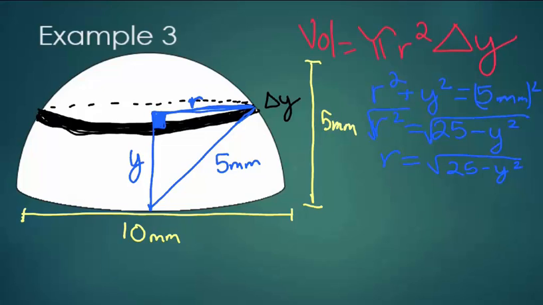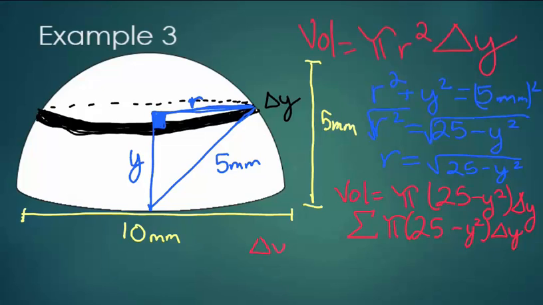And now we substitute this expression for r back into the volume expression. So we have the volume now equals pi times r squared, which is just going to be 25 minus y squared. The Riemann sum that represents the sum of the volumes of all of the disks from our lowest height to our highest height is going to be this Riemann sum right here: pi times 25 minus y squared delta y.